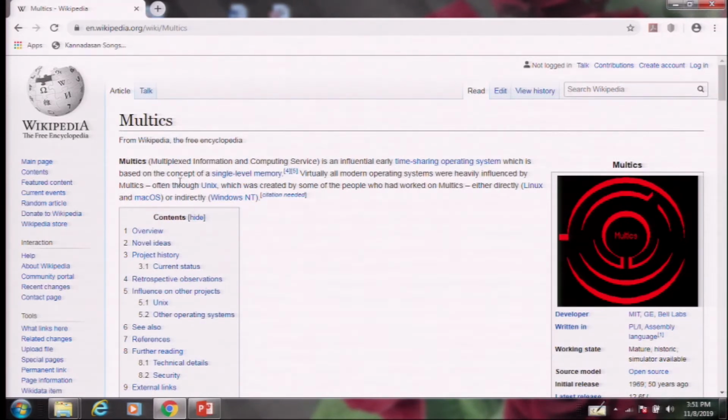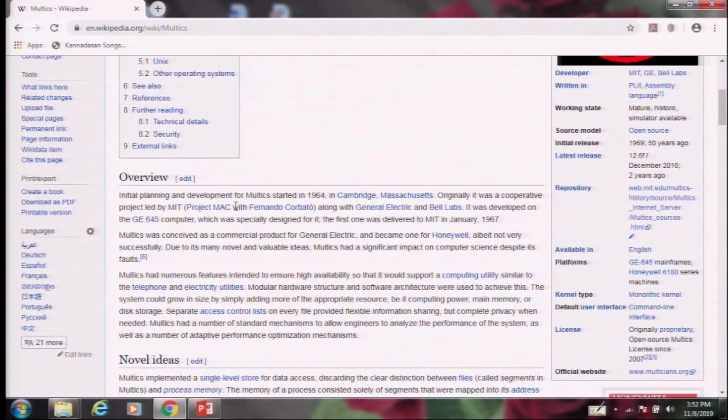Multix has had a great influence on Linux and Mac OS, and it has indirectly influenced Windows NT. The initial planning and development for Multix started in 1964, and we had the pleasure of going through plenty of documentation on the Multix project, which was led by MIT. It was called Project MAC, with Fernando Corbato, along with General Electric and Bell Labs. In 69, Bell Labs moved out of it, and the rest of the story is the history of UNIX.